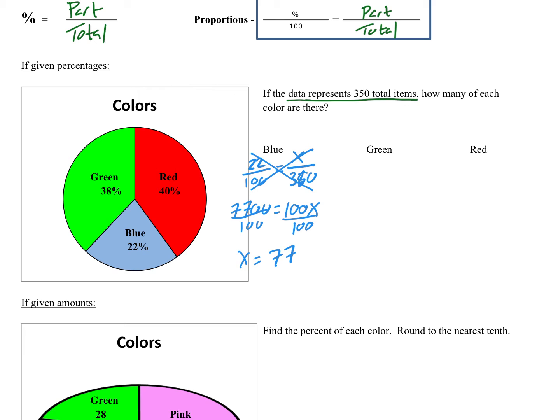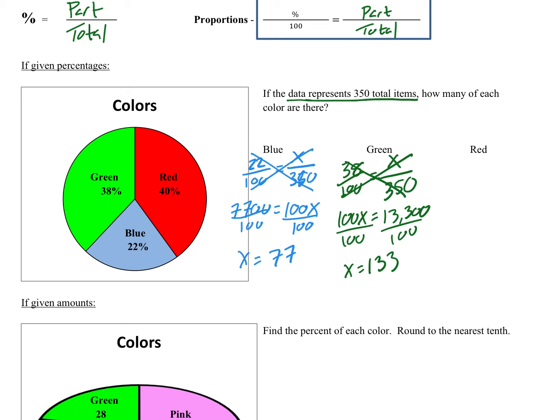So we're going to take a look at green next, and it's a very similar process. So we have 38 out of 100 total percent equals an unknown amount of green items, but out of a total of 350 items. And we're going to use this in a similar way to go ahead and solve for the number of green items. So cross multiplying, 100x equals our next cross multiplication, 13,300. We can divide both sides by that 100. And then we get that there are 133 green items.